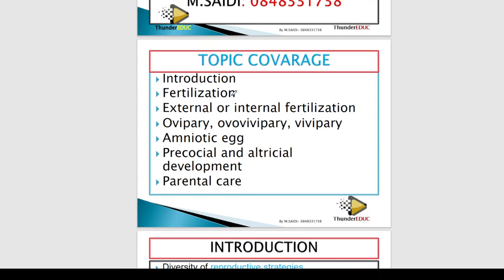Fertilization is when the haploid nucleus of the sperm fuses with the haploid nucleus of the ovum to form a diploid zygote.